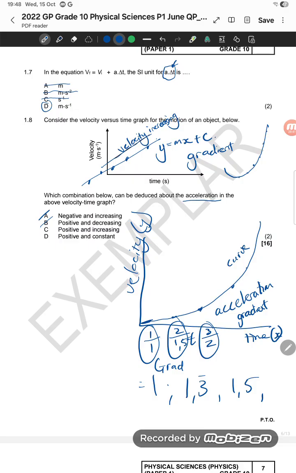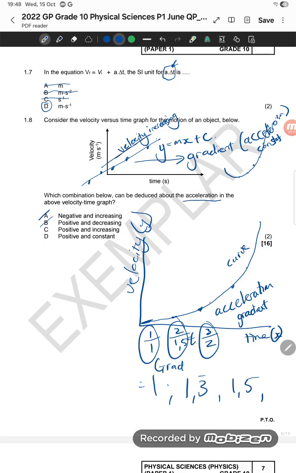Meaning, here, the acceleration is not changing. The gradient of velocity time is acceleration. If the gradient is staying the same, the acceleration is not increasing. The acceleration is constant.